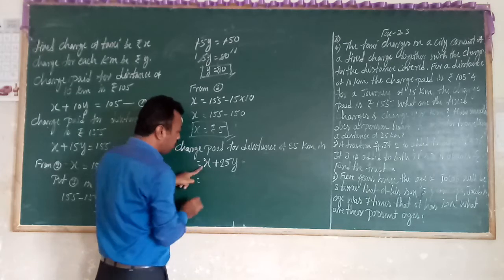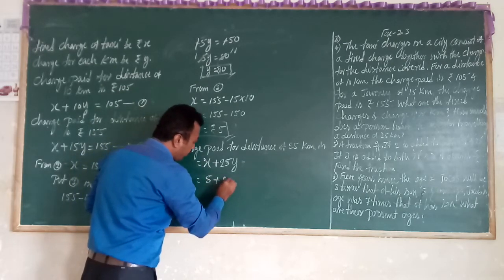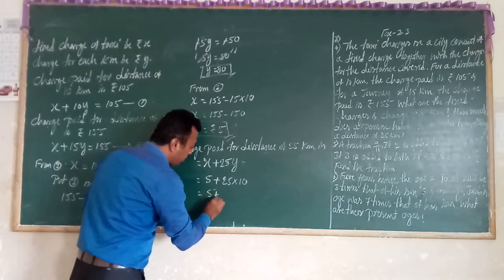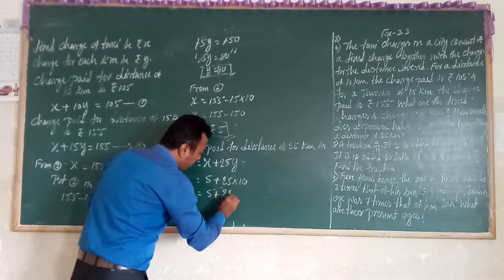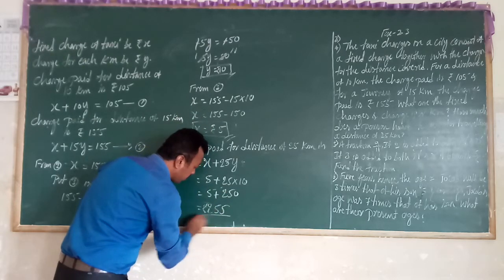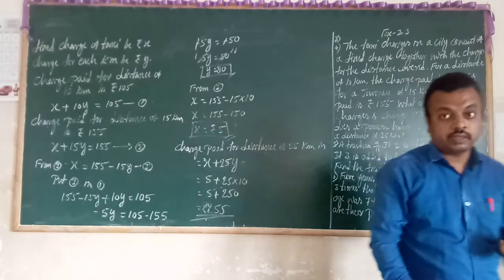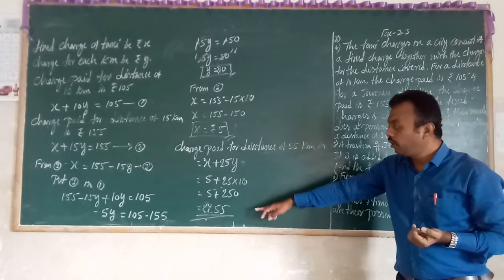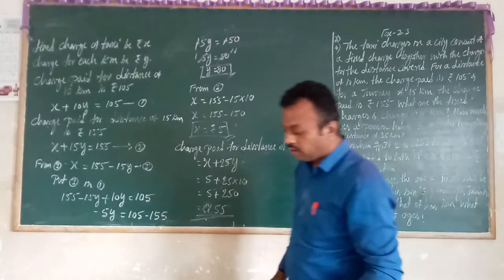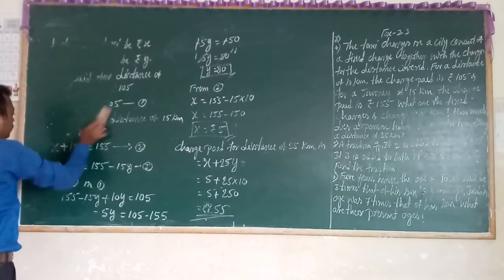Okay. Now, what is the value of x? x is 5. 5 plus 25 into what is the value of y? 10. Therefore, 5 plus 25 into 10. So 250. 250 plus 5 becomes 255 rupees. So if he travels 25 kilometers, he has to pay 255 rupees. I understood. So like this we want to solve it. So let me go to the next question.